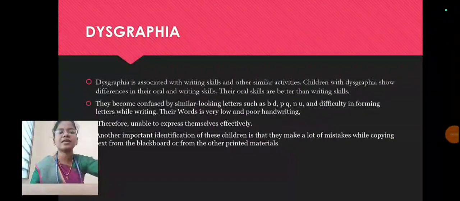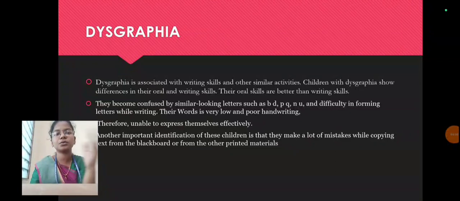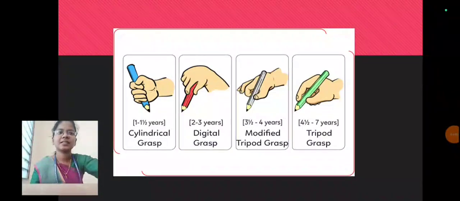Dysgraphia. Dysgraphia is about writing skills and other similar activities. They show a difference in their oral and writing skills; their oral skills are better than their writing skills. They get confused with letters like b, d, p, q, n, u, and have difficulty in forming letters while writing, and they won't be able to express themselves. And this is the way they grasp their pens.